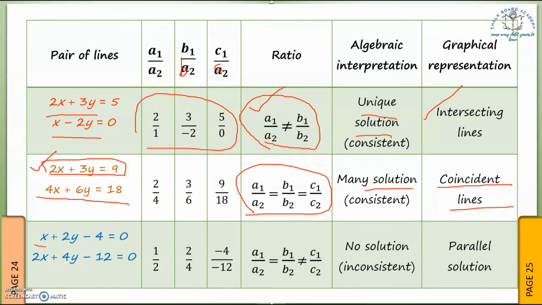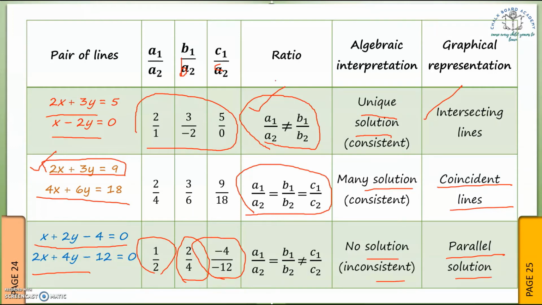Now in the third part, we see these two equations, in which a1 by a2, that is 1 by 2, is equal to b1 by b2, that is 2 by 4, but it is not equal to c1 by c2. So they do not have any solution because they are parallel to each other. No solution, inconsistent with each other.